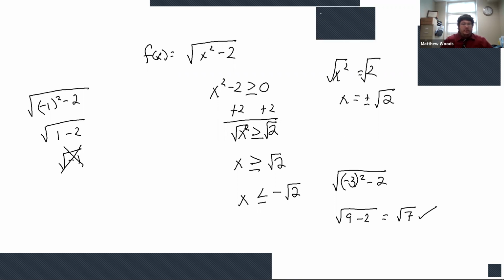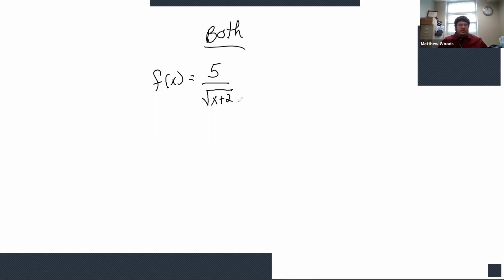Now, there's one more that I should mention because it's something that could possibly pop up. What happens if you have both? So 5 over the square root of x plus 2. What this means is that not only can the denominator not be 0, but also this x plus 2 has to be positive. So I cannot do square root of 0. Now if it's both, it's just greater than 0. No equal sign.